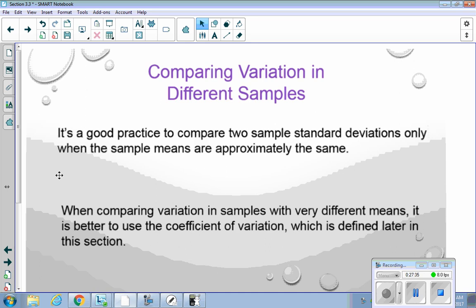Just a note about when we're trying to compare different variations from different samples, we only want to use this comparison when they truly have similar means. For example, a test score with a mean of 85 and a mean of 82, I can compare those. That would be okay. But when they're drastically different, you don't want to compare them. Instead, we're going to use something called the coefficient of variation, which will be at the end of this section.